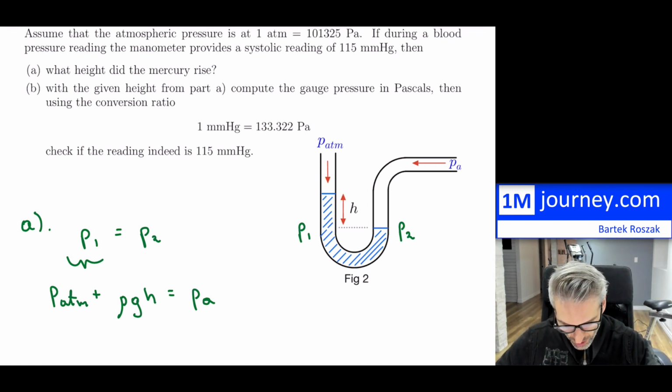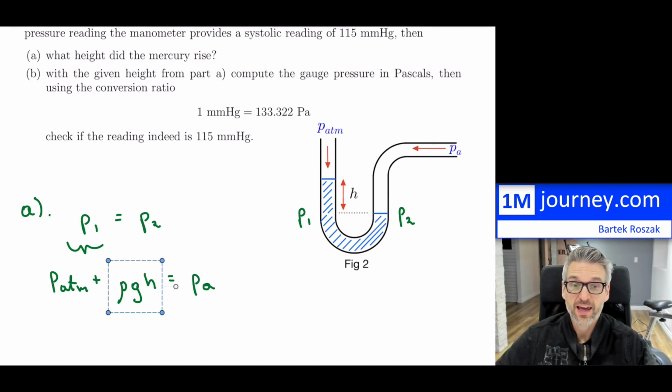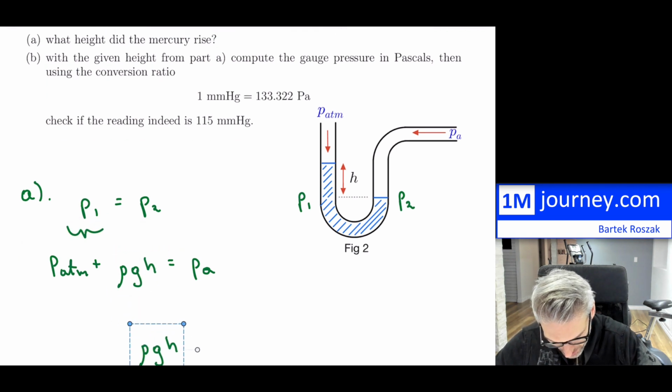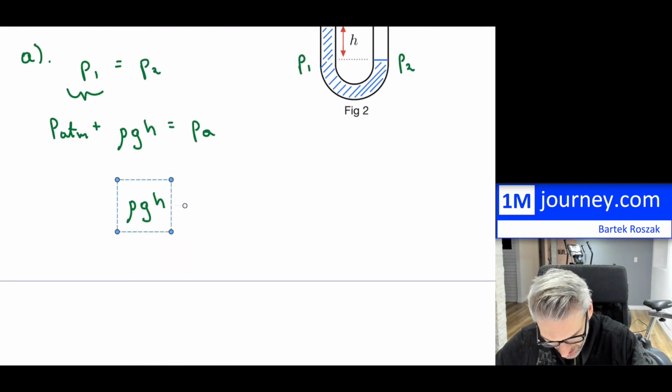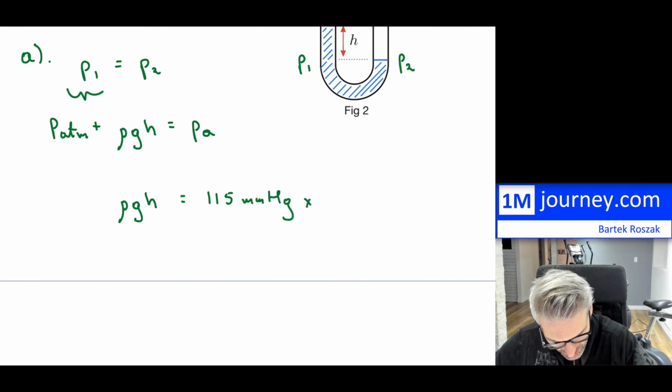If you are doing this, recall that when you have a manometer and you want the gauge pressure, really this is the only thing that we care about. So I'm going to take this out, because this is indeed the gauge pressure. The rest just follows through. So if this is the gauge pressure, it is equal to, in this case, 115 millimeters of mercury.